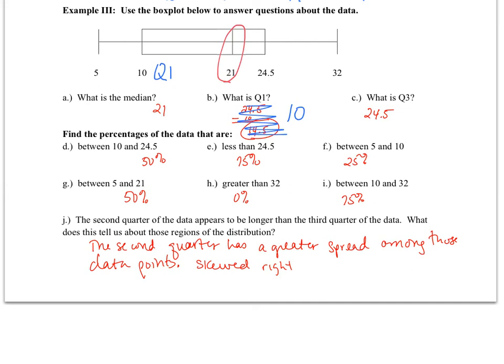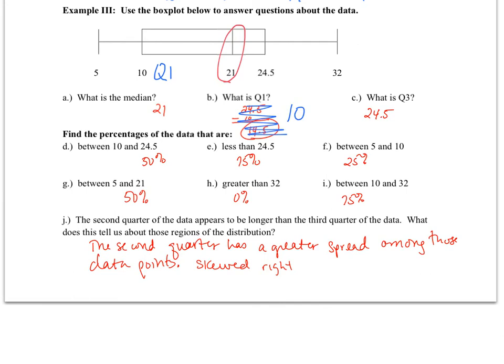To find the percentages of data in between these regions, remember that each one of those quartiles represents 25%. So that's why between 10 and 24.5, which represents 2 regions, is 50%, less than 24.5, because that represents 3 regions of data, is 75%, and between 5 and 10 is our lower quartile, that's why that's 25%. Greater than 32 would be nothing, because 32 is our maximum score.